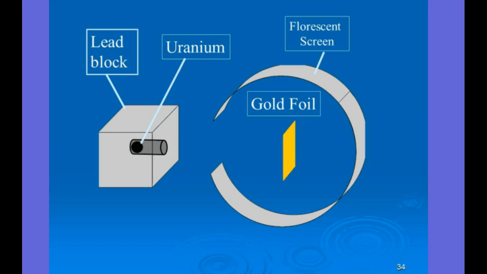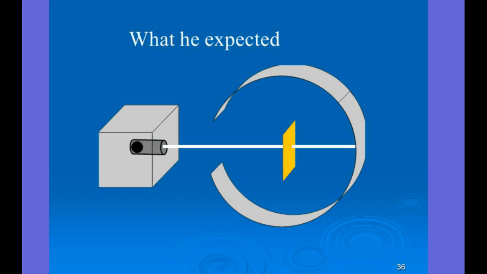So here's this gold foil experiment. He took uranium, and uranium's radioactive, and out came these positive alpha particles. He shot them through a really thin layer of gold foil, and he put this fluorescent screen around it to see what they were doing. And hopefully he put a lead block around that so he didn't get radiated, but who knows.